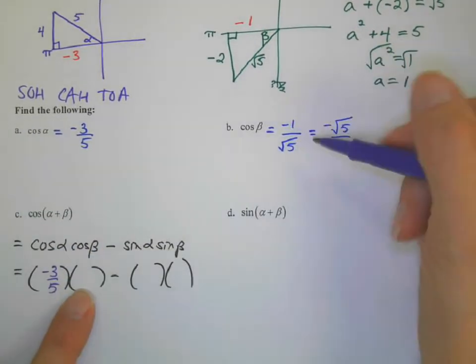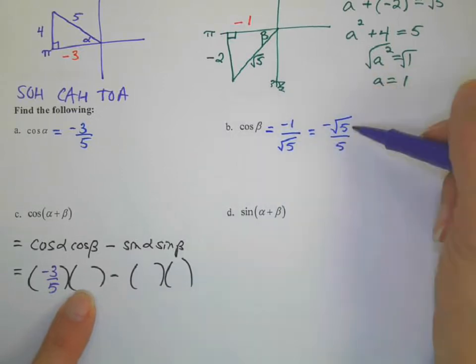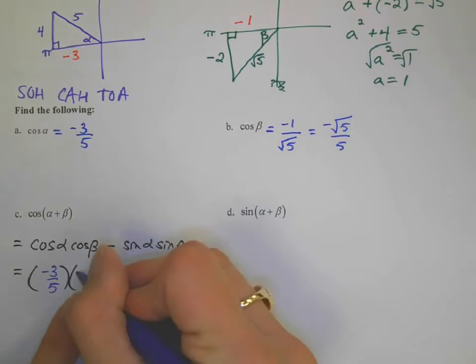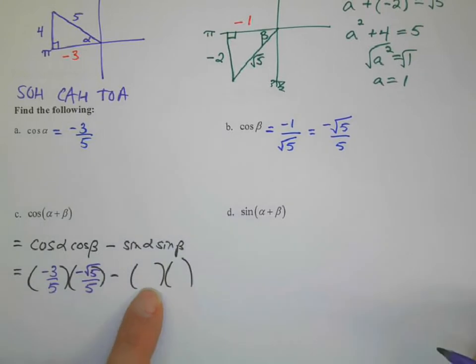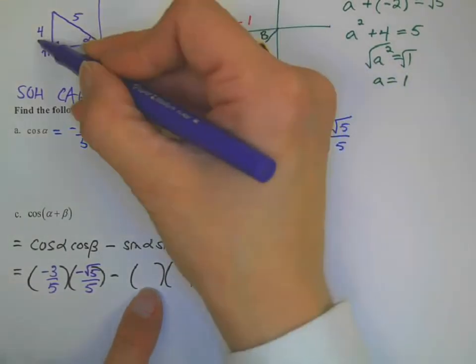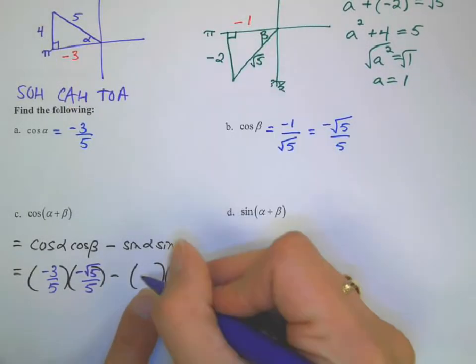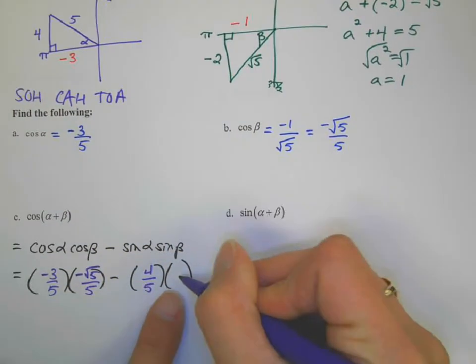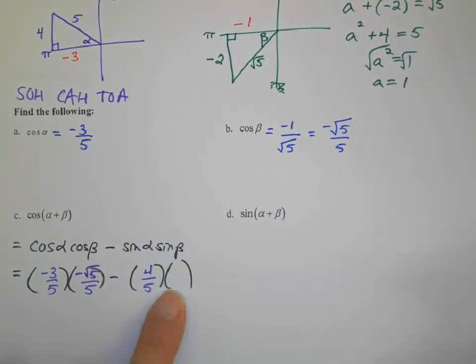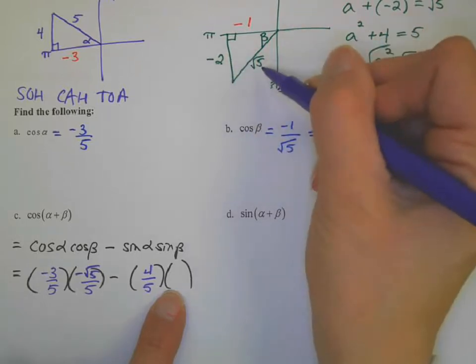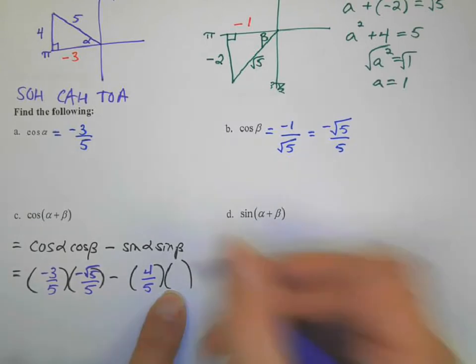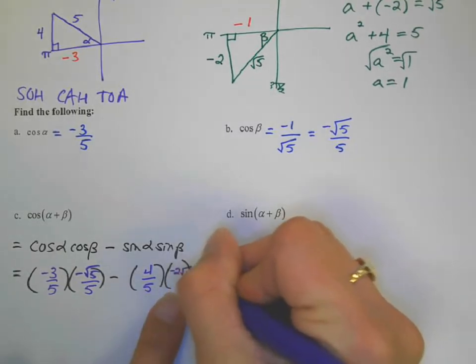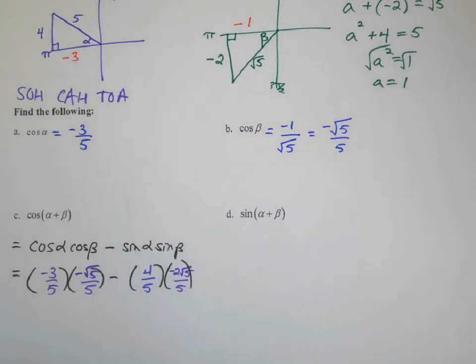Cosine for beta, do you want to use the 1 over radical 5 or the one that's been rationalized? I think the rationalized one's going to make easier denominators over here. Sine of alpha. Let's go to alpha and do opposite over hypotenuse and get 4 over 5. Sine of beta. -2 over radical 5. Can anybody rationalize that for me? -2 radical 5 over 5. All right, look at that.